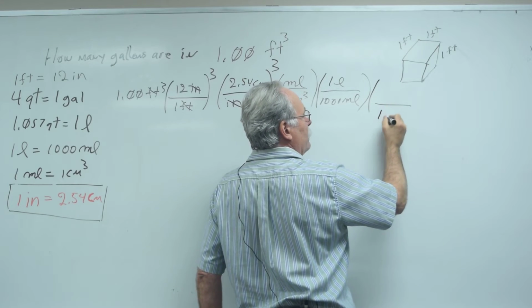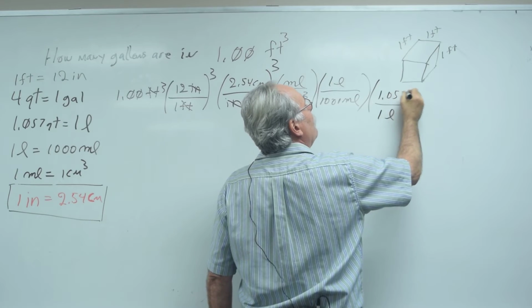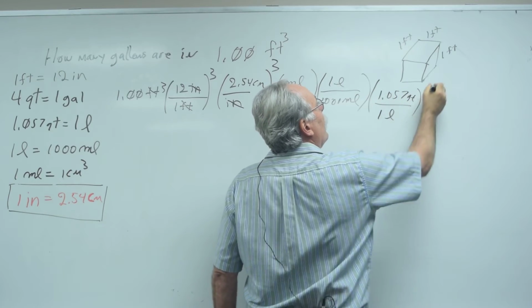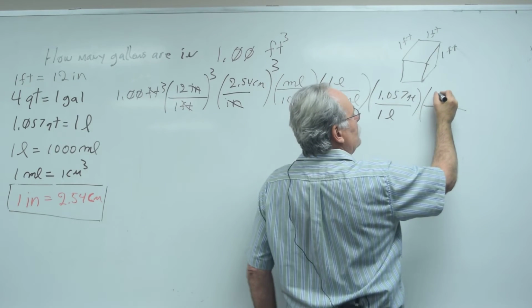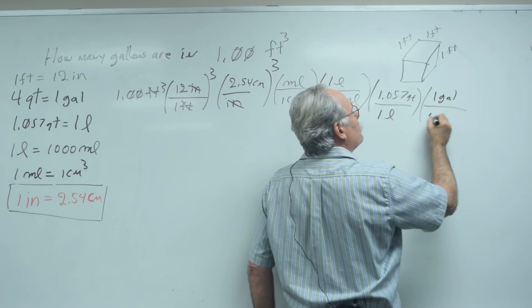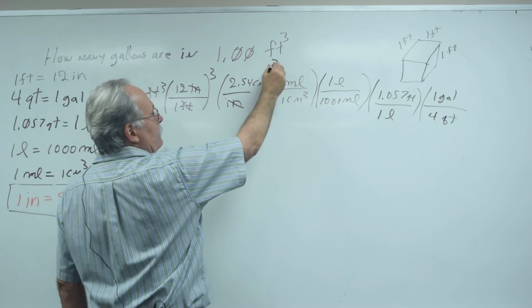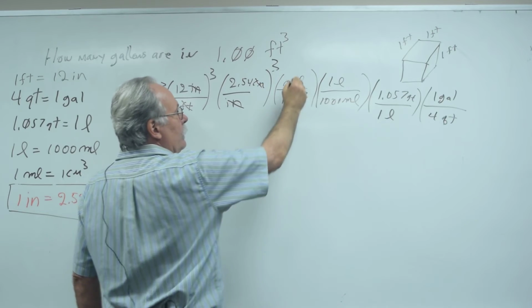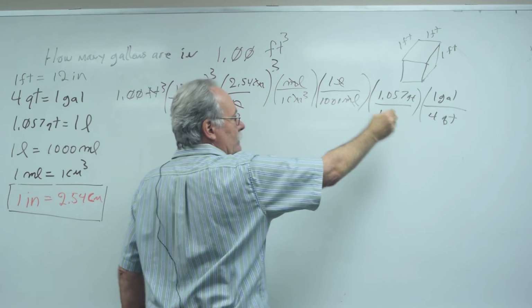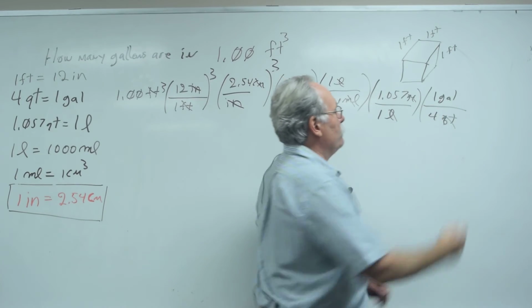We're going to put this in the denominator. 1 liter is 1.057 quarts. And now I want to convert my quarts to gallons, and I know that 1 gallon has 4 quarts. I now check my units. My centimeters cubed cancels centimeters cubed. My mils cancel mils, my liters cancel liters, my quarts cancel quarts, and my final answer is in gallons.